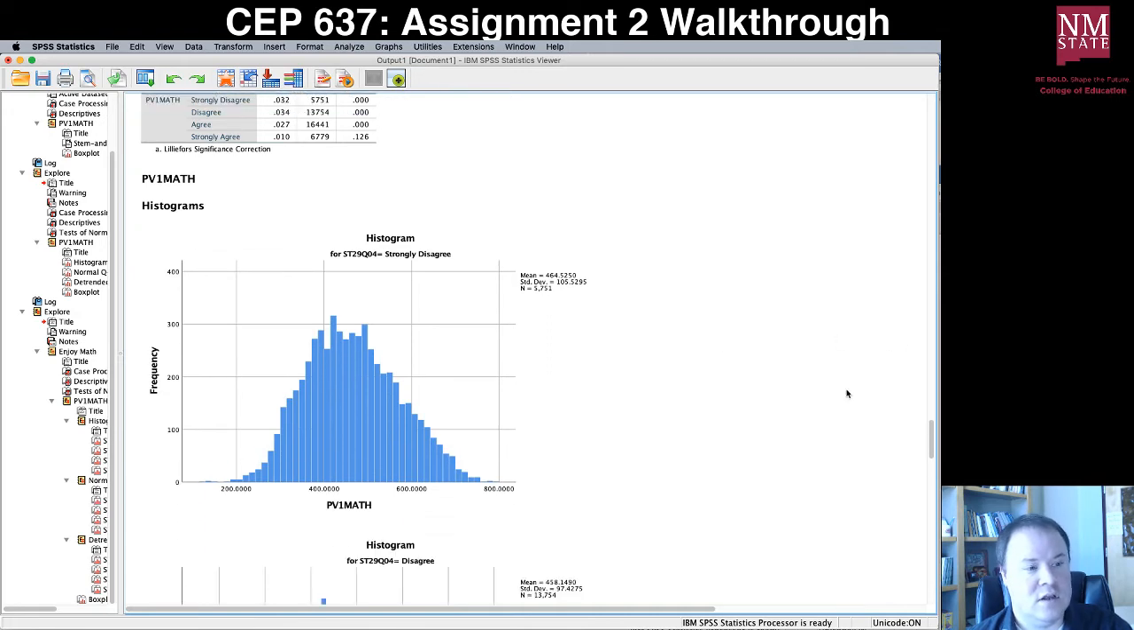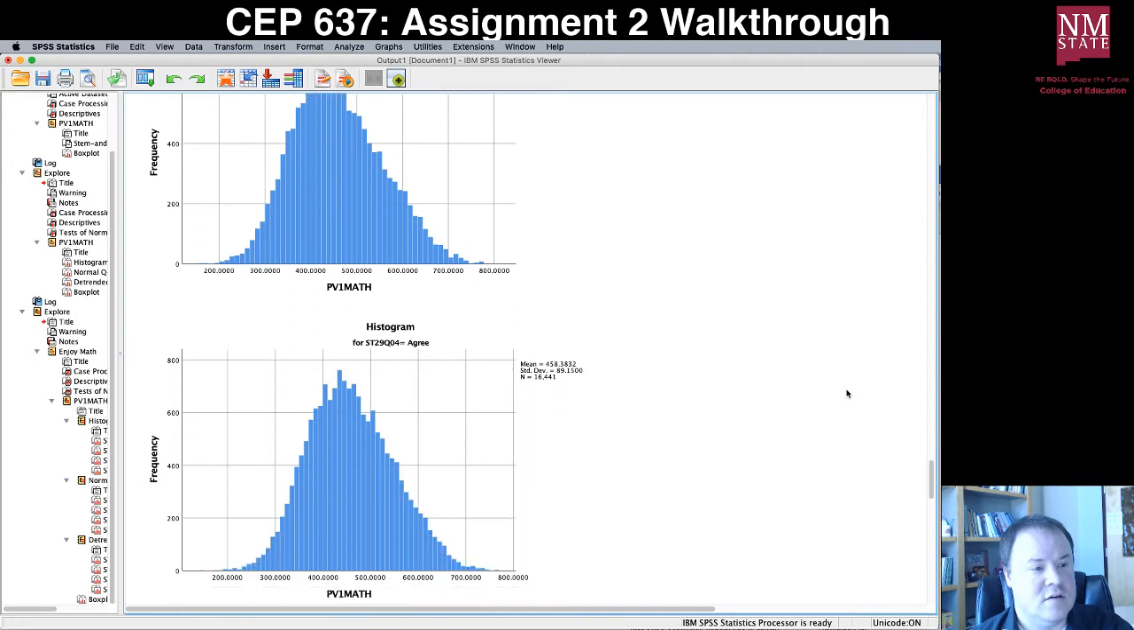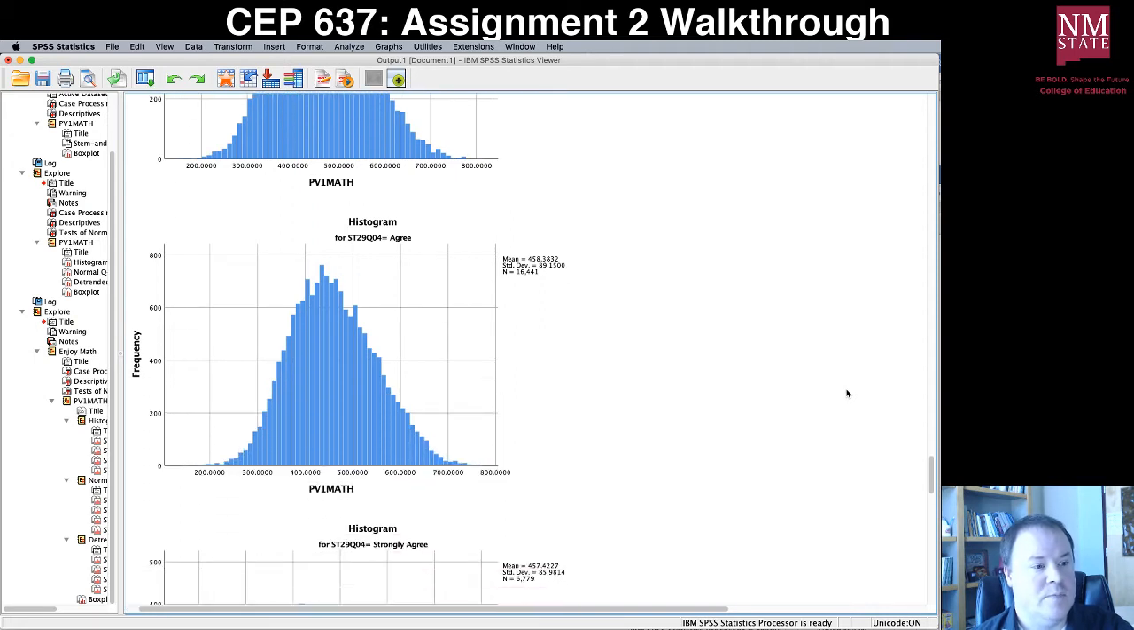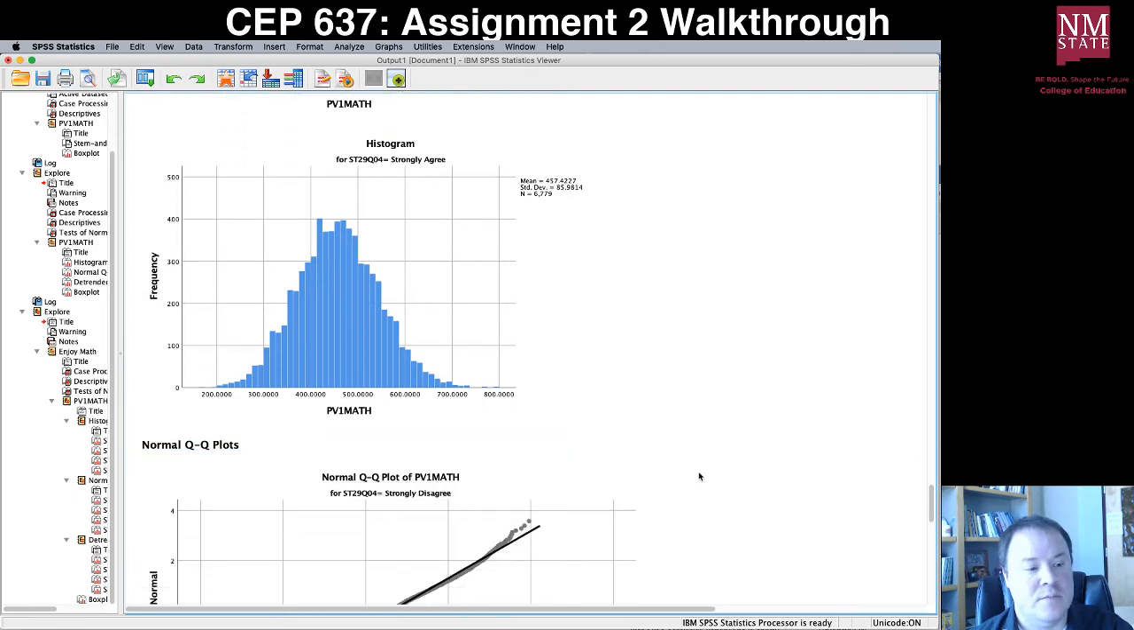Here is the strongly disagree group. You can tell that it is slightly skewed right, although overall it looks roughly normal. Disagree group also slightly skewed right. Agree group perhaps a little bit skewed right. And then the strongly agree group, which, remember, the skewness and kurtosis values were closest to 0, meaning closest to being normal, and it is the most symmetric looking plot.